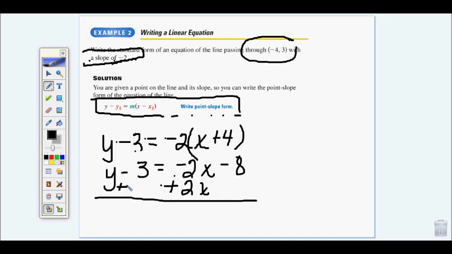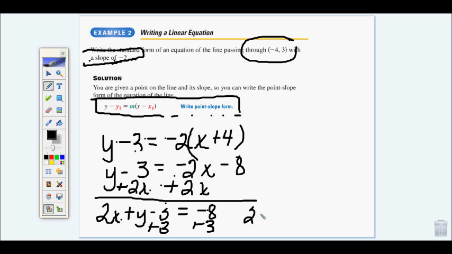Sometimes when you put it in one step, you make the most mistakes. I'll write my x first. I have 2x, a positive y, and negative 3 equaling negative 8. I need to move my constant term, so I'm going to add 3 to both sides. I'm going to write that to the side here.